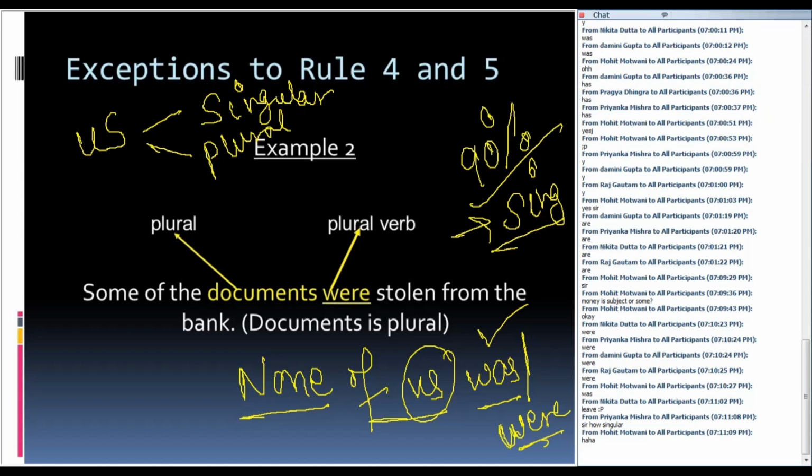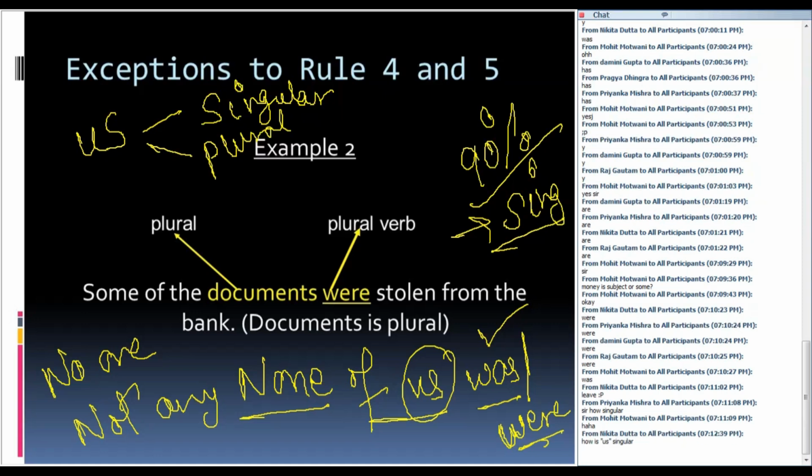Priyanka, your question is how is it singular? None can mean no one, and it can also mean not any. So it can work both ways. When it is no one, it is singular. When it is not any, it's plural.